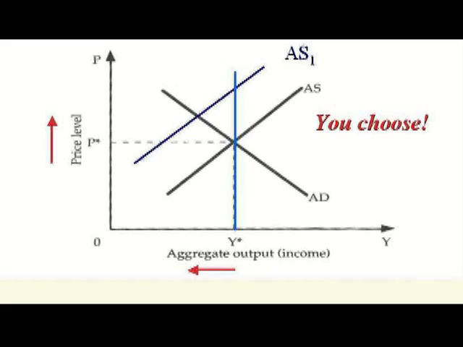However, if the government chooses to use a contractionary policy, which shifts the SRAD curve to the left, it will sacrifice dealing with unemployment to fight inflation.